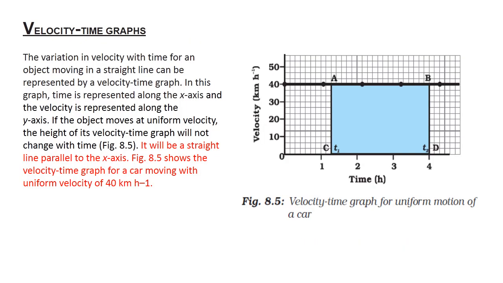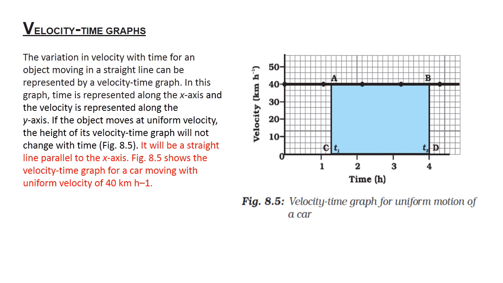Next is the velocity time graph. As I taught you in the distance time graph, we are using the same mutually perpendicular axes. Along the y-axis the velocity is taken, along the x-axis the time is taken. So the velocity time graph is a graph between the velocity and the time. The first case of the velocity time graph is when the object has uniform velocity, or constant velocity. Then what would be the nature of the graph?